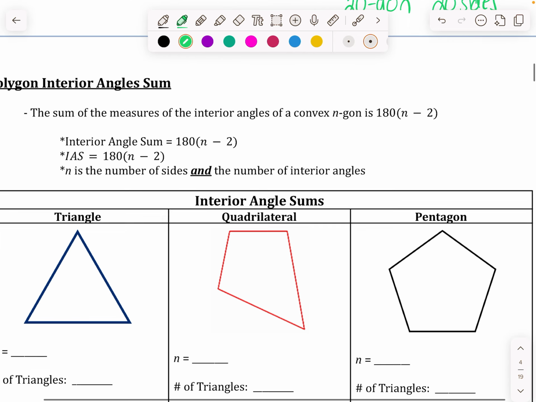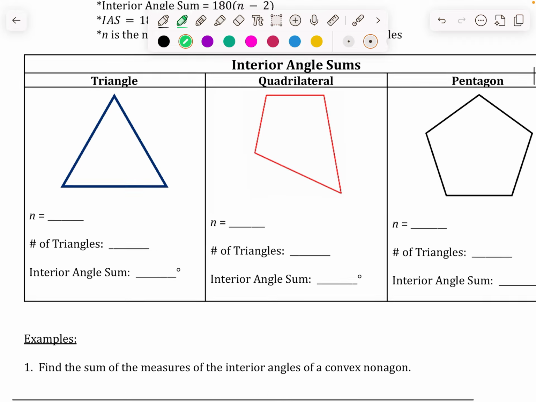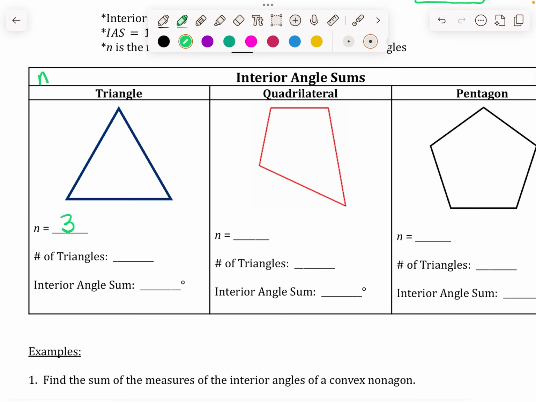So polygon interior angle sum is based off of the number of triangles that you can make inside the polygons, and I'll show you how that works. The formula is the number of sides minus 2 times 180. I'll show you where that comes from. We know that the triangle has 3 sides, so we are going to say that n represents the number of sides that the shape has. And a triangle consists of 1 triangle, and the interior angle sum is 180 degrees.